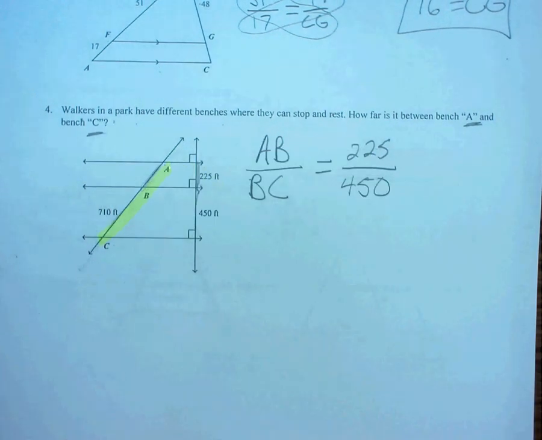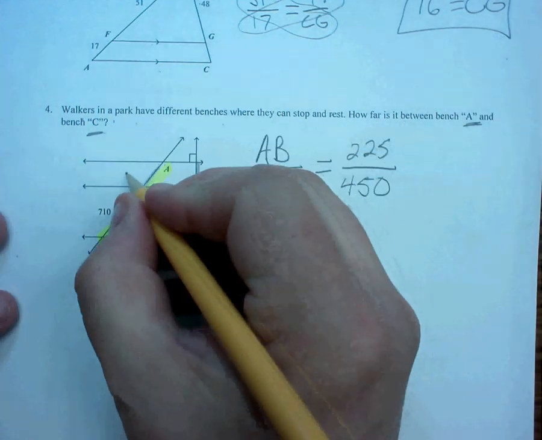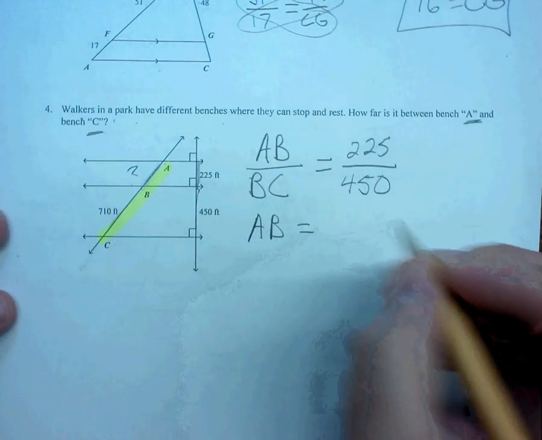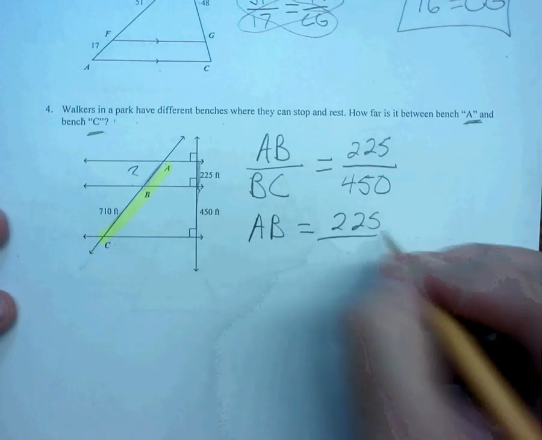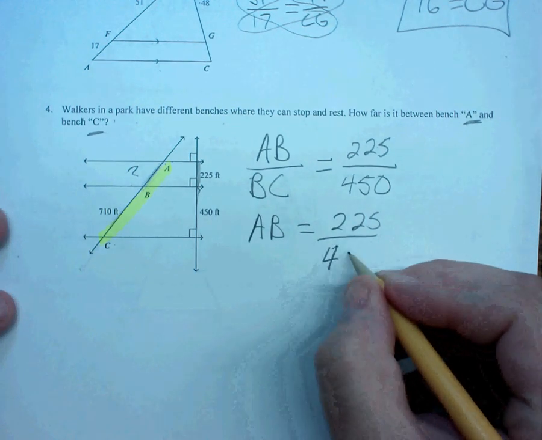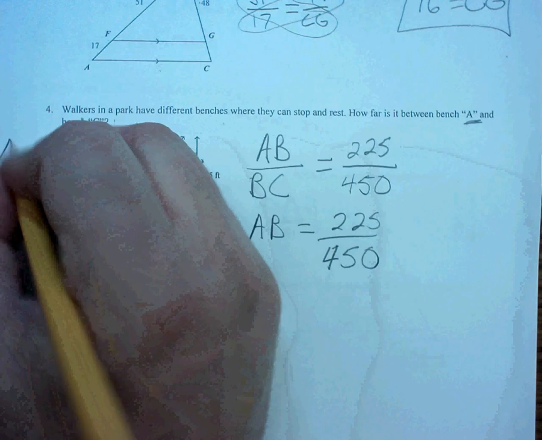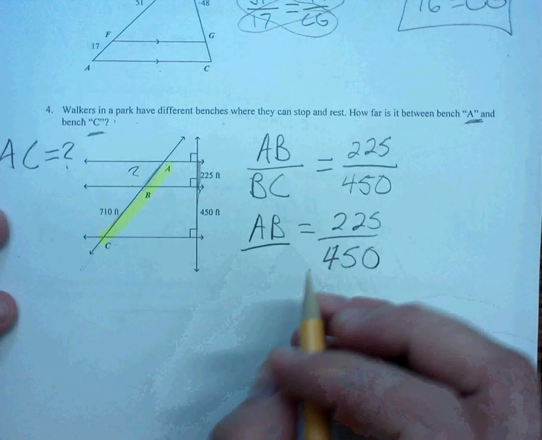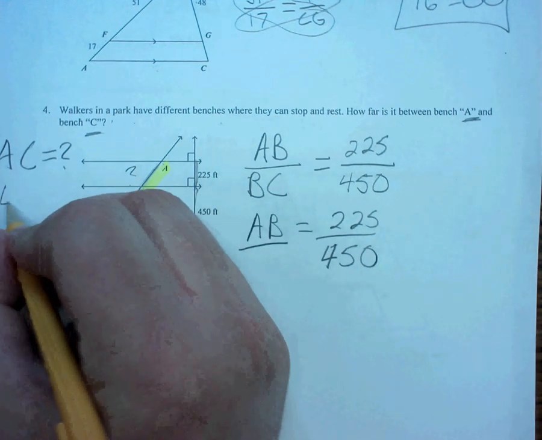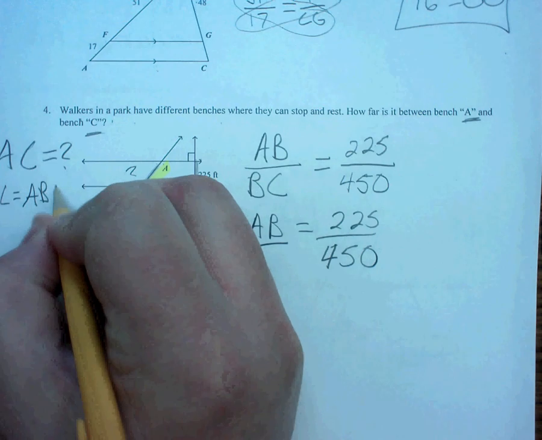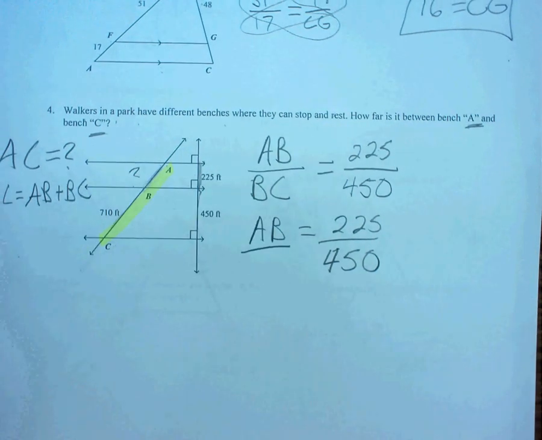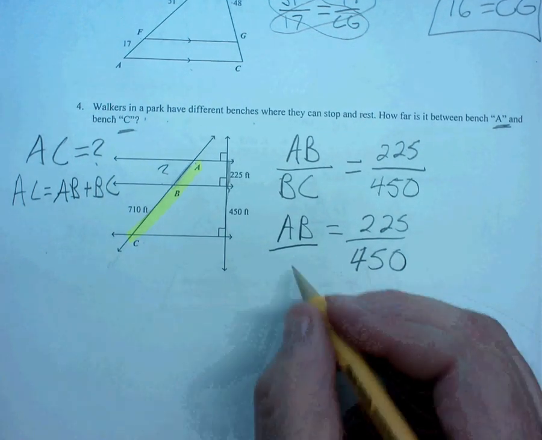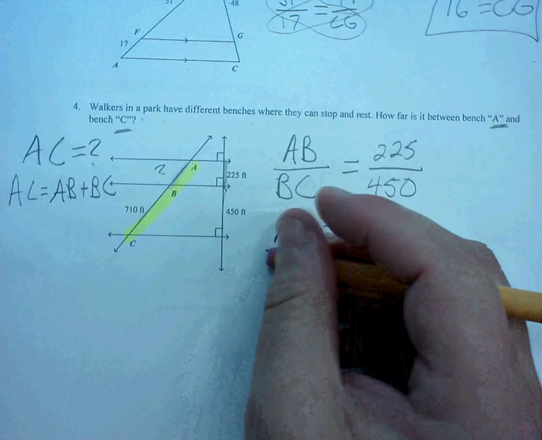So we want to figure out this length from here to here. But obviously we can't figure that out because we don't know what the length of AB is. So AB is what we're solving for in the beginning, but we really need to know what AC is. Remember that AC is equal to AB plus BC. We know the length of BC, but we have to find the length of AB. So let's plug stuff in. BC is actually 710.